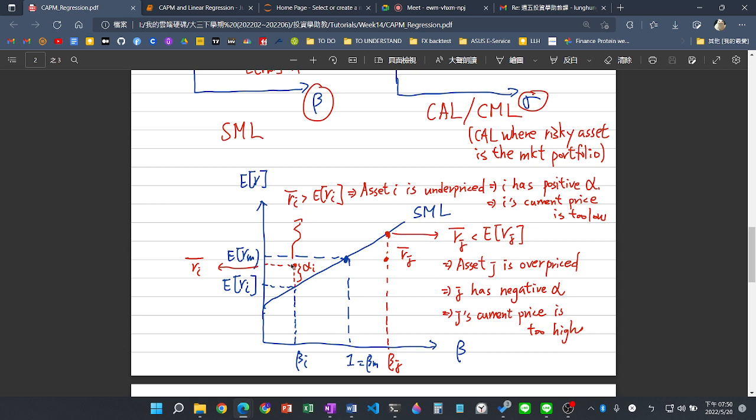and that means that currently the price is too low, right? Because the CAPM beta actually predicts that this stock i's return should be lower than it actually is. So for the same story, if here we have beta j, and the R_j bar is lower than the expected return of R_j, then it means the asset j is overpriced, and at the same time it has negative alpha, and its current price is too high for the market now.